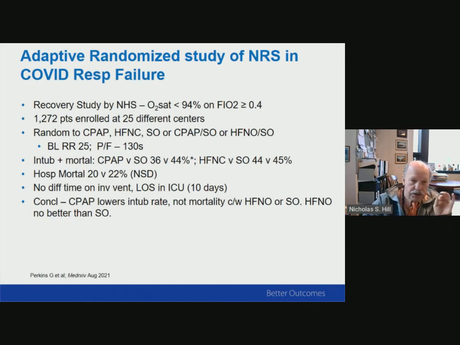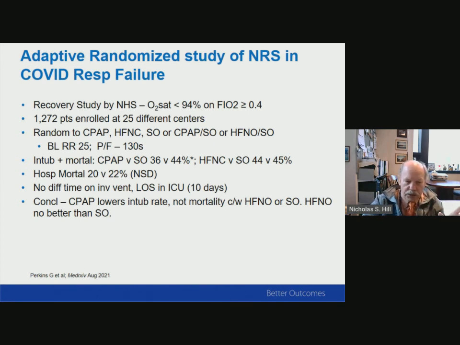And then finally, this is an adaptive randomized study out of Great Britain, the RECOVERY study, which was the one that discovered that dexamethasone reduces mortality substantially in moderate to severe COVID pneumonia patients. But here they had 1,272 patients, a very large study from 25 different centers. But because the centers were doing different kinds of non-invasive support, the randomization scheme was quite variable depending on which hospital.